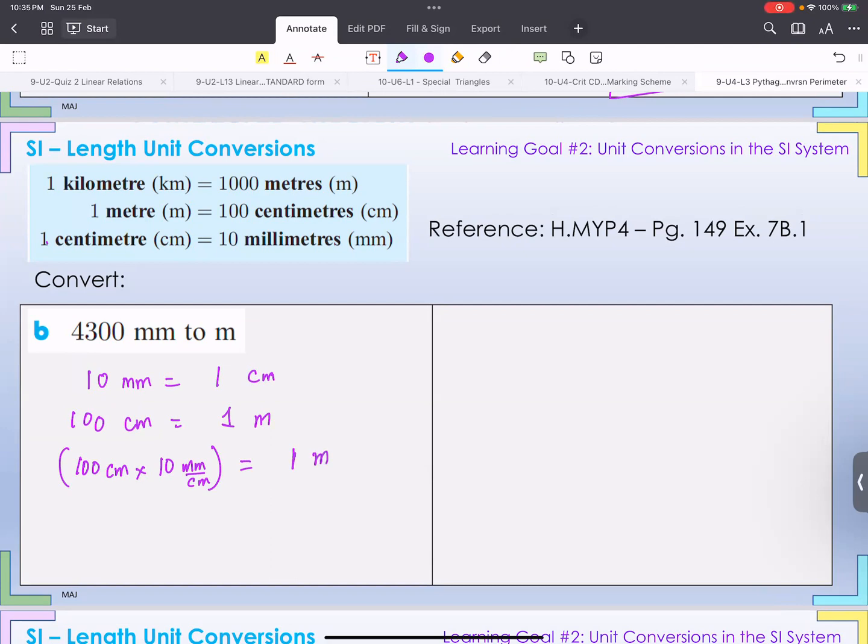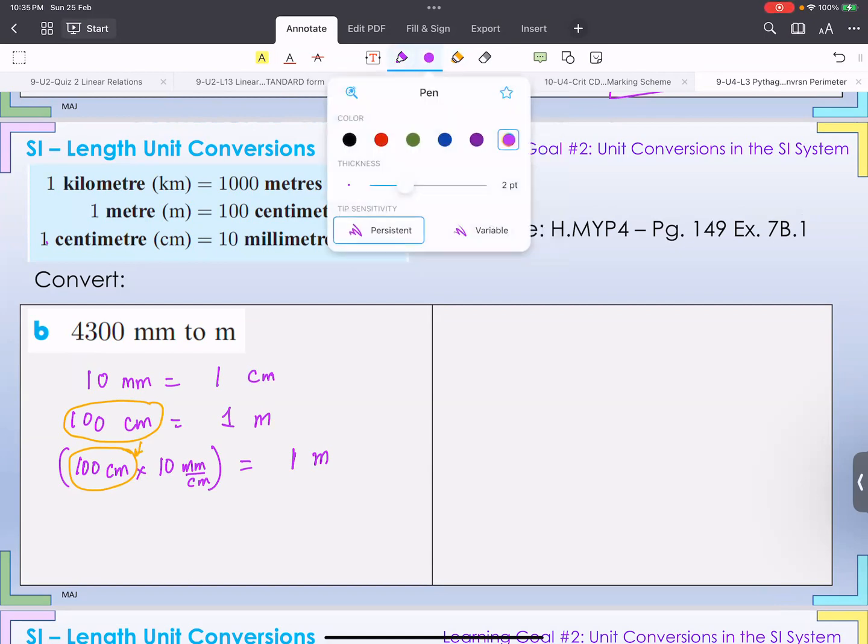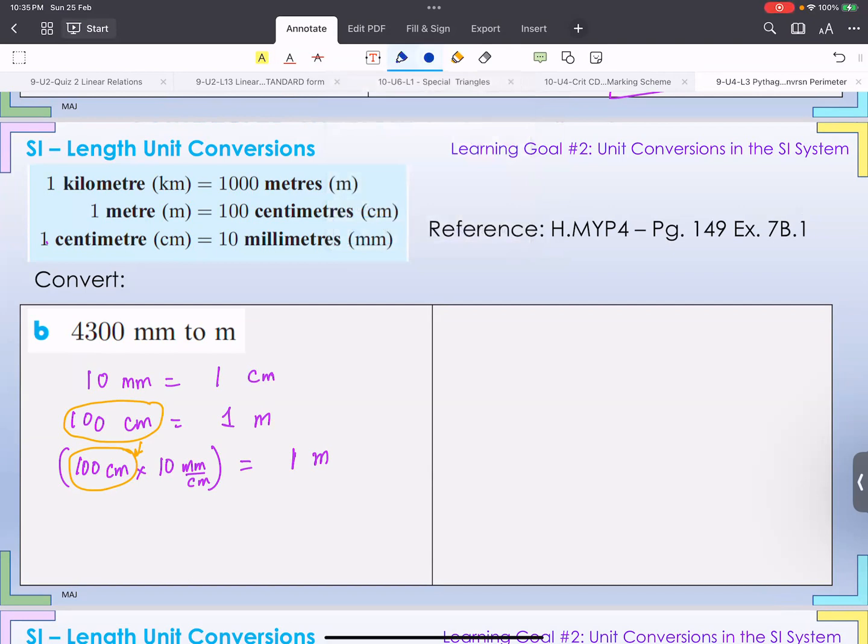So you know what I'm doing? I'm taking this 100 centimeters and writing it in terms of millimeters. There are 10 millimeters per centimeter, so we're going to cancel these centimeters. If you're trying to see what's going on here, we're just trying to write millimeters in terms of meters. So 1,000 millimeters is 1 meter.